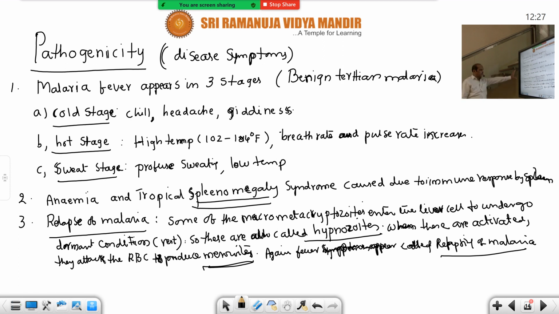So like that, pathogenicity can be discussed under the three headings: malaria fever, benign tertian malaria symptoms, three stages: cold stage, hot stage and sweat stage; anemia and tropical splenomegaly syndrome; and relapse of malaria.